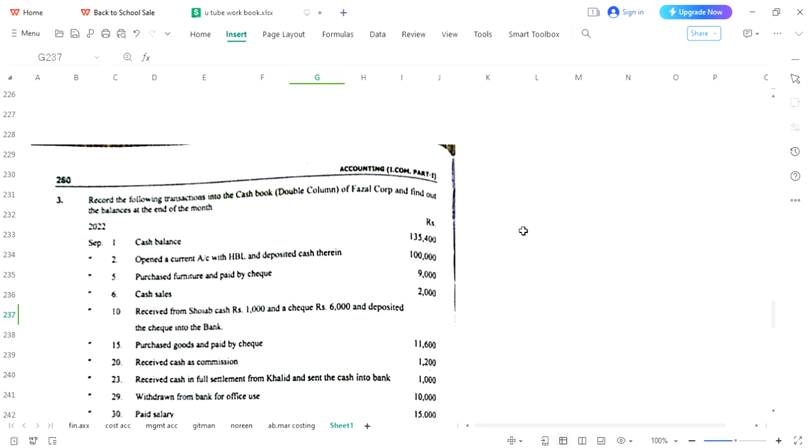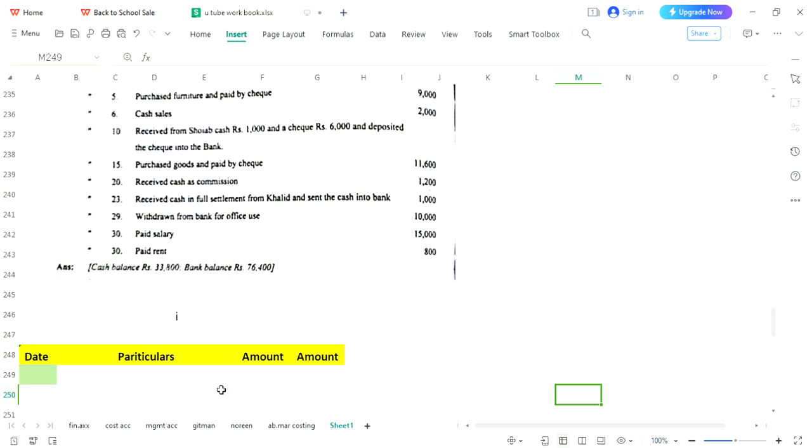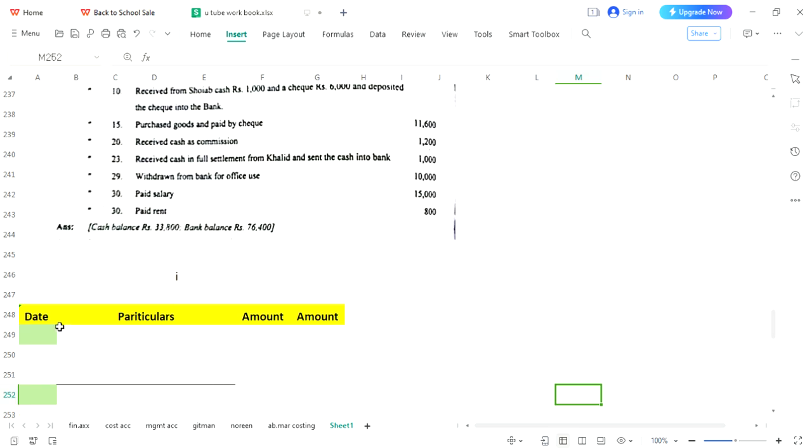This is your question, and you can see that several transactions are given over here. Answers for cash account and bank account are also provided. This question would be divided into two parts. First part, we will enter these transactions into journal, and in second part we will convert those journal entries into cash book. So here we have our proforma where you can understand that it has these many columns where we will put our journal entries.